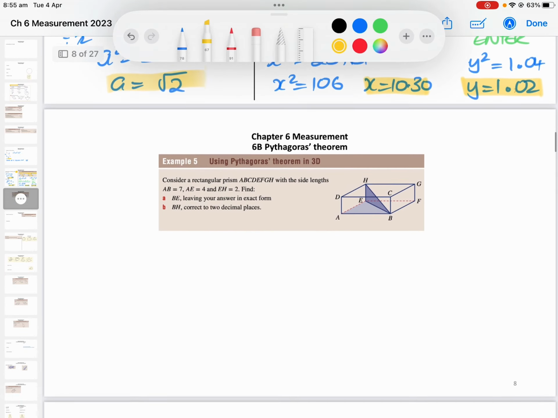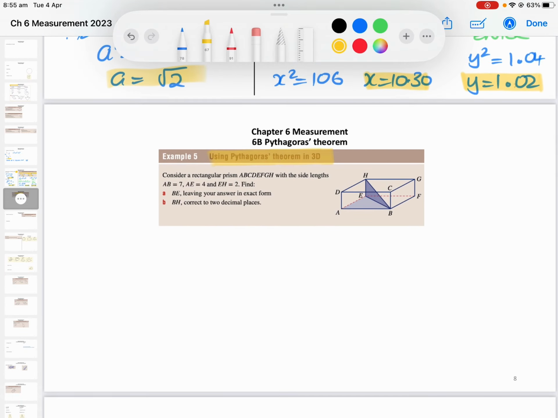Now we're just going to do one more, and this is using Pythagoras' theorem in 3 dimensions. We can see that we've got a cube here, so you have to visualise what this is going to look like. Consider a rectangular prism. It's not a cube because it's actually rectangular. AB is 7, so that's along the front here. AE along the side is 4, and EH, this height, is 2. We want to find BE, which is across the base of this rectangle.